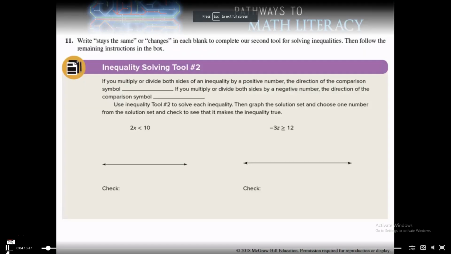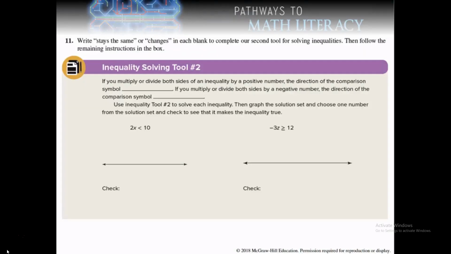Here we're going to summarize what we've just been looking at with multiplication and division. So if you multiply or divide both sides of an inequality by a positive number, the direction of the inequality or comparison symbol stays the same. But if you multiply or divide both sides by a negative number, the direction of the inequality symbol changes. So let's try a few examples. First we have 2x less than 10. Well, to get that x by itself, we need to divide both sides by 2.